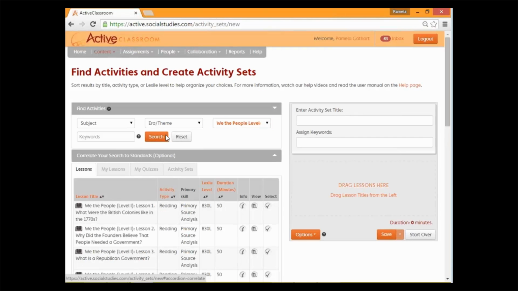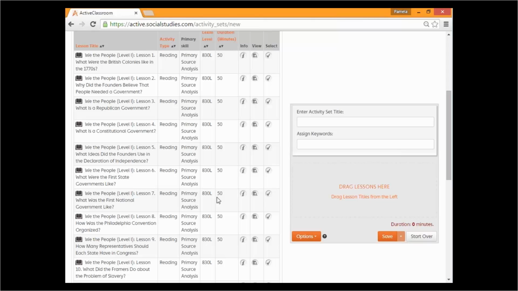Let's just click and do a search. As you can see, We the People has populated below. If we scroll down, we see that all the Lexile levels at first glance are on the 830 Lexile level, which is about a 5th grade reading level. If you look over here at our different titles, you'll notice that all of these are level 1. It comes up in level 1, then level 2, and then level 3 readings. So we want to sort it a little bit differently to narrow down what we're looking at today and look at a variety of Lexile levels on a particular topic within We the People.